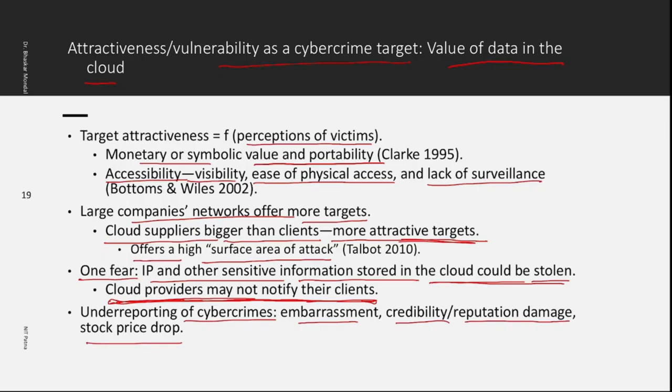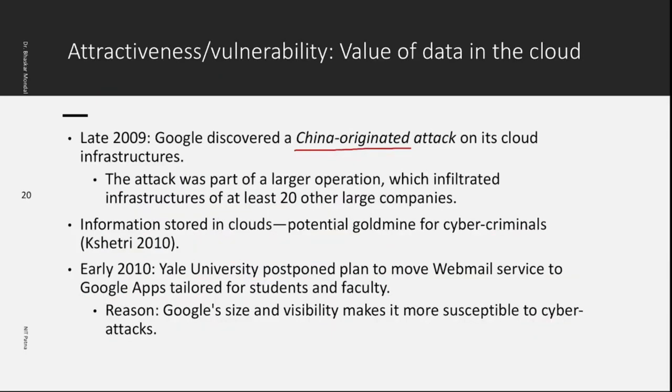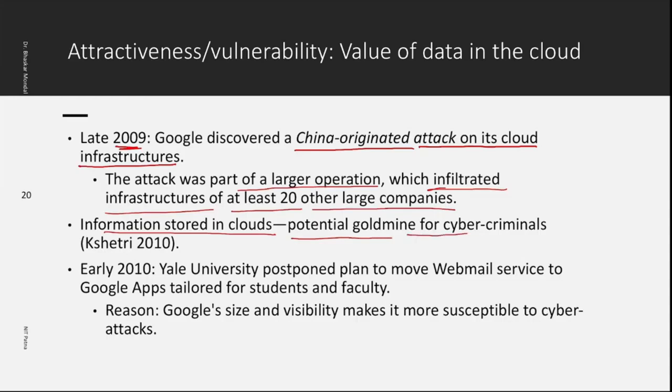Right. Some other examples: Google discovered a China-organized attack on its cloud infrastructure in 2009. The attack was part of a larger operation which infiltrated the infrastructure of at least 20 other large companies. Then, information stored in the cloud is a potential goldmine for cyber criminals.